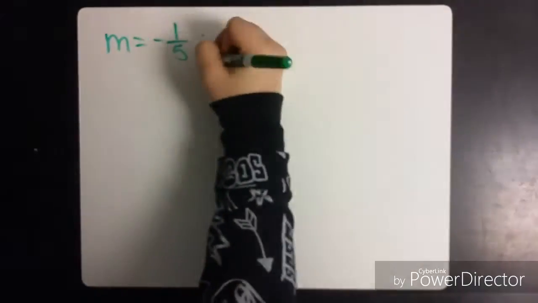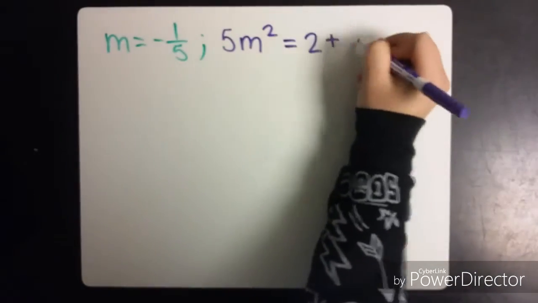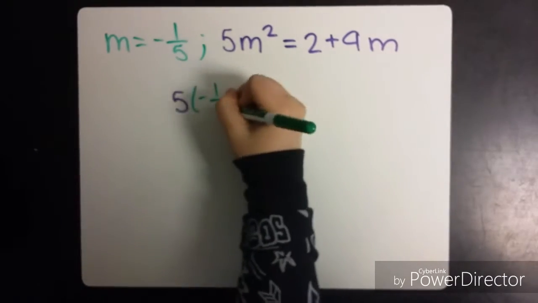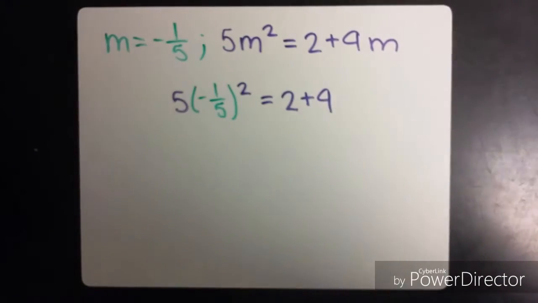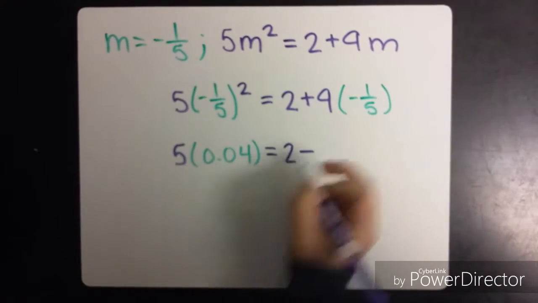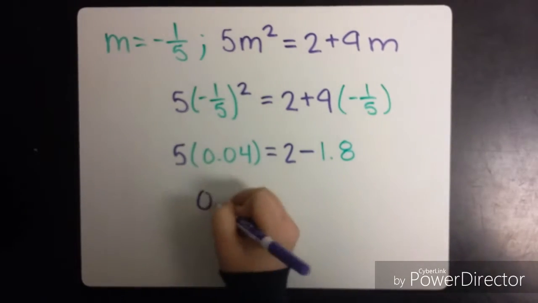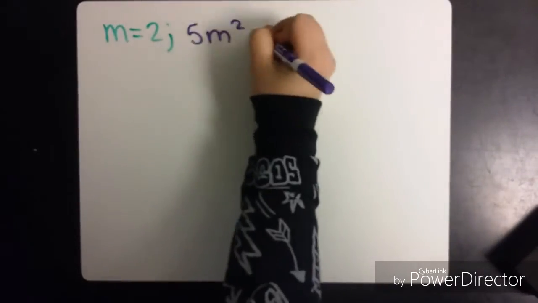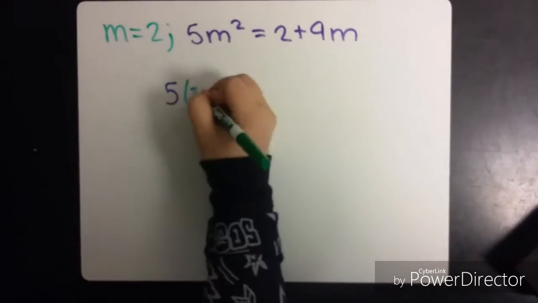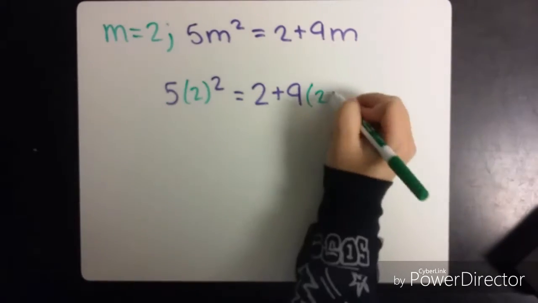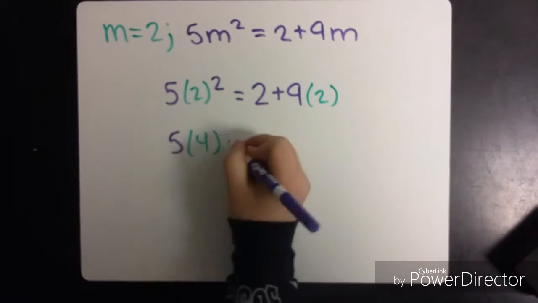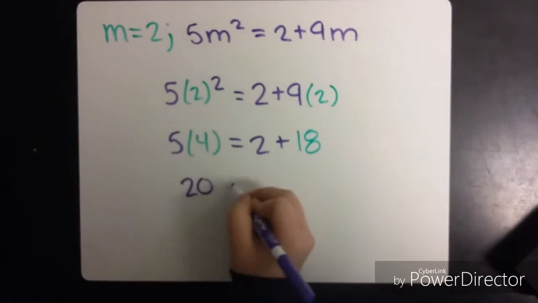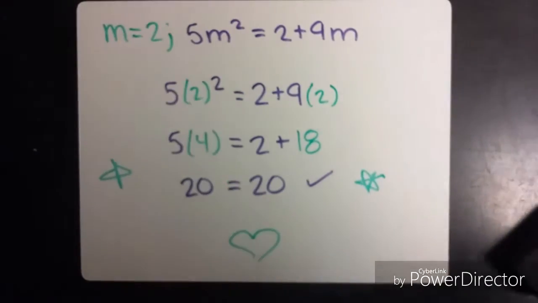And now for your check step. You want to take m equals negative 1/5 and plug it into your original equation of 5m squared equals 2 plus 9m. You'll get 5 times 0.04 equals 2 minus 1.8, and you get 0.2 equals 0.2. Then you'll take your next answer of m equals 2 and plug it into your original equation of 5m squared equals 2 plus 9m. Then you'll have 5 times 4 equals 2 plus 18. You'll get 20 equals 20.